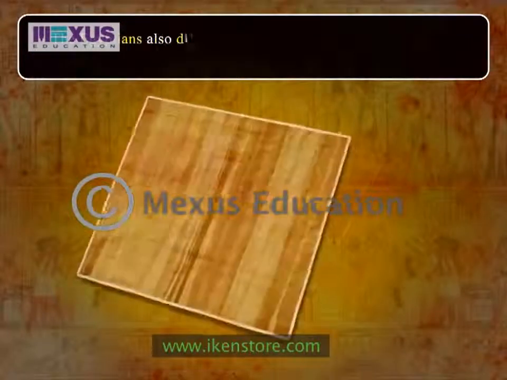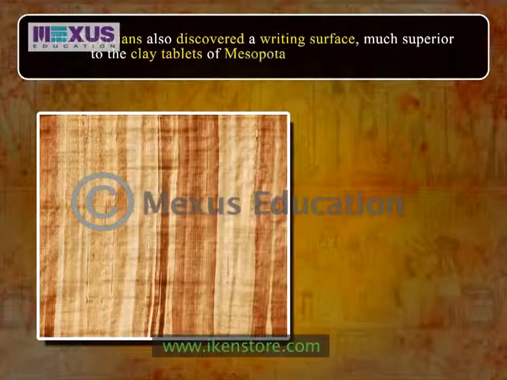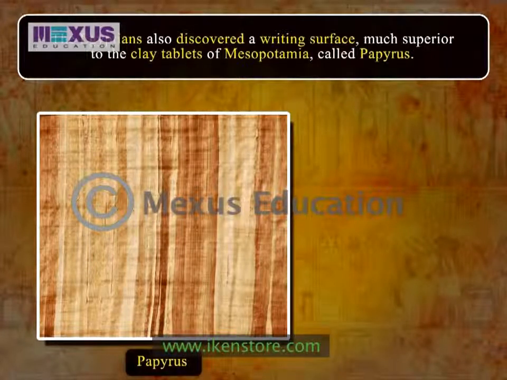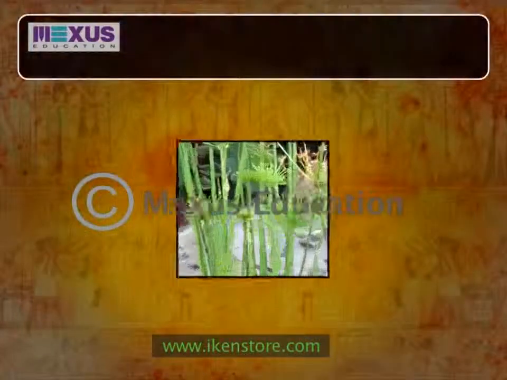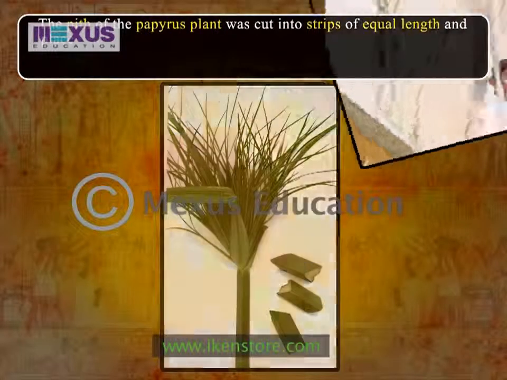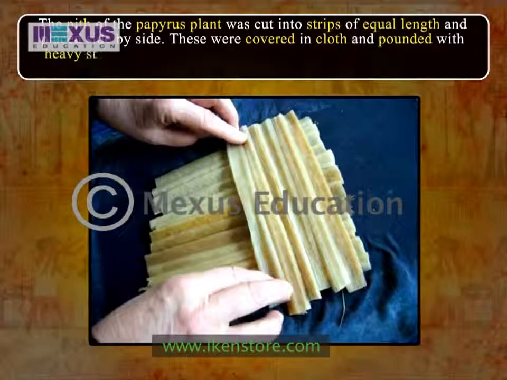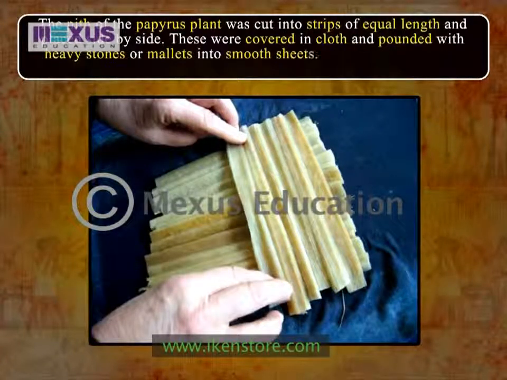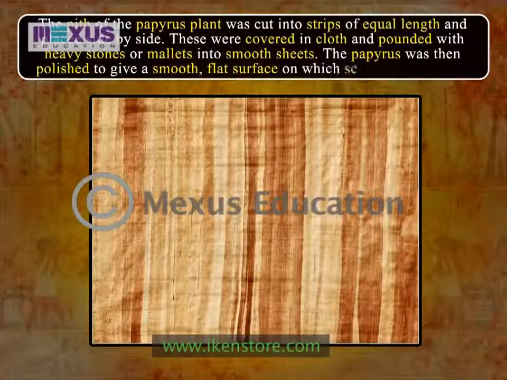The Egyptians also discovered a writing surface much superior to the clay tablets of Mesopotamia called papyrus. Papyrus is the origin of the English word paper, and the papyrus plant is a river reed. The pith of the papyrus plant was cut into strips of equal length and placed side by side. These were covered in cloth and pounded with heavy stones or mallets into smooth sheets. The papyrus was then polished to give a smooth, flat surface on which scribes wrote in ink.